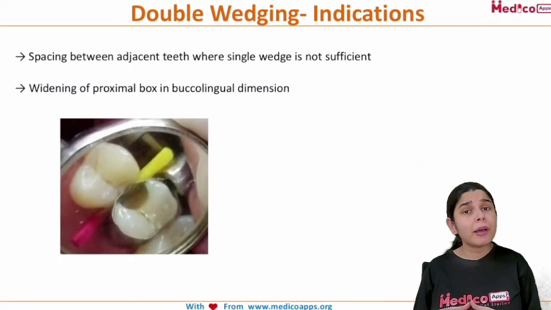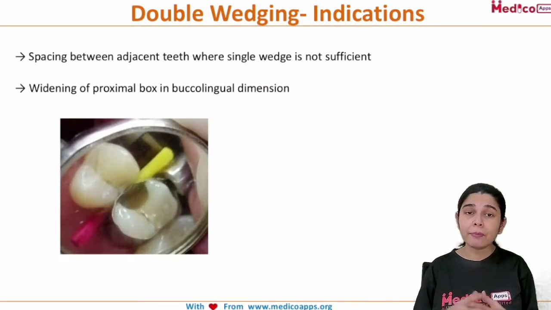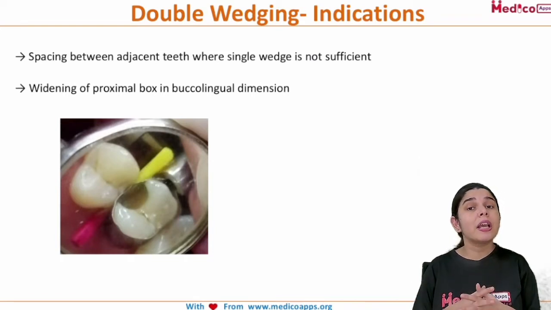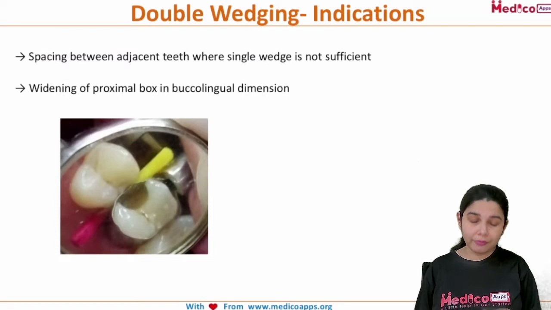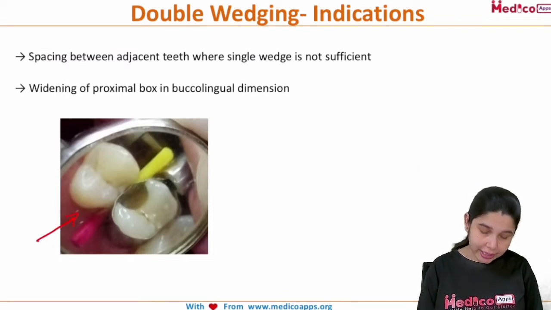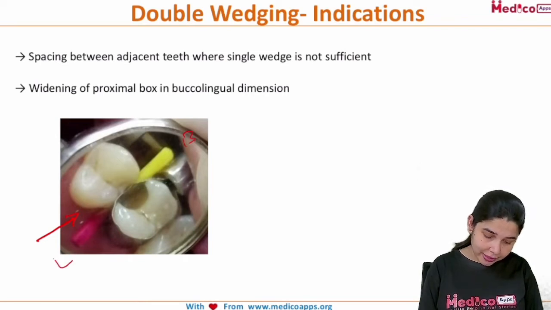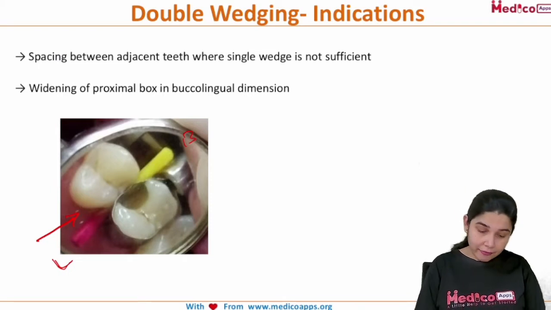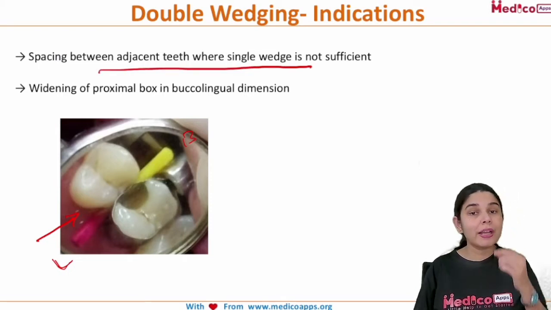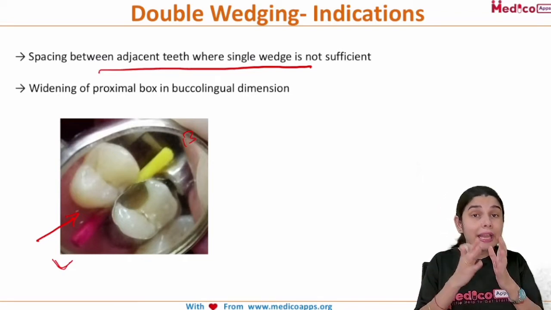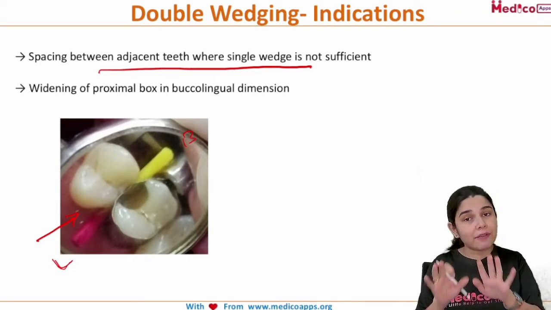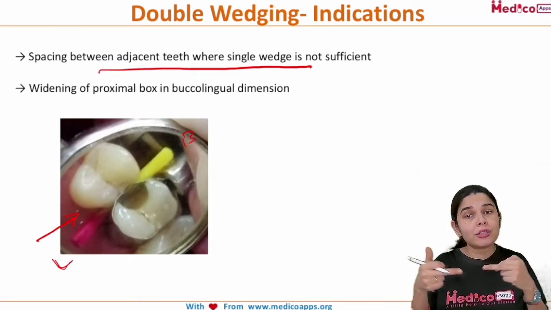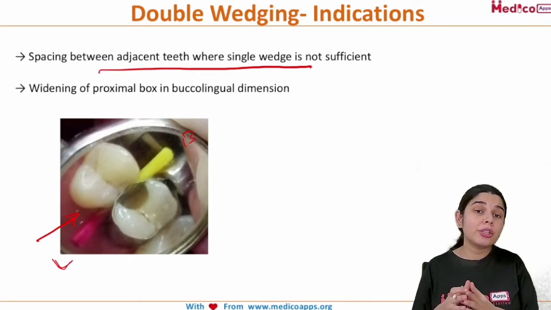The indications for the double wedging technique are very, very important, because the examiner usually places these wedges and asks you where this wedging technique can be used. Firstly, you see how the technique is used: one wedge is coming from the buccal surface and the other one is coming from the lingual surface. And where is it used? Where the space between the adjacent teeth is such that a single wedge is not sufficient. If the spacing between the two teeth is sufficient and we can place two wedges together, there we can use double wedging.